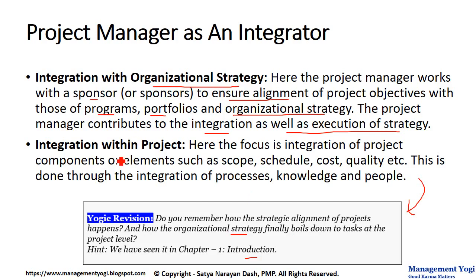Next is the other aspect, integration with project. Here the focus is integration of project components or elements such as scope, schedule, cost, quality, resources, risk, procurement. You can look at all the elements or components of project. This is done through integration of processes, knowledge and people. So these are the 2 areas where you are working, or you have 2 perspectives for integration.